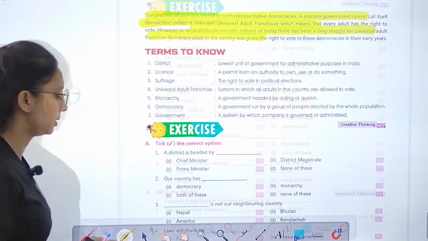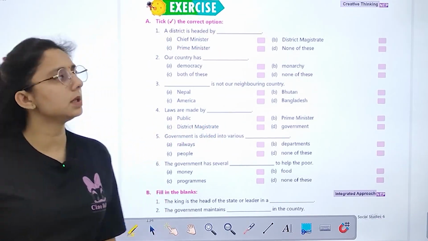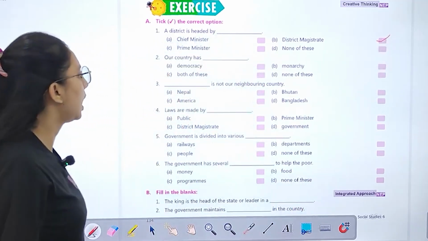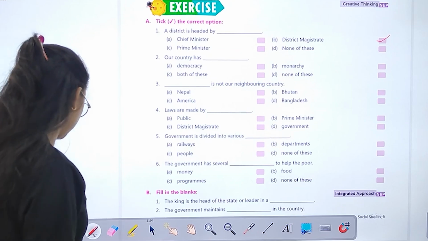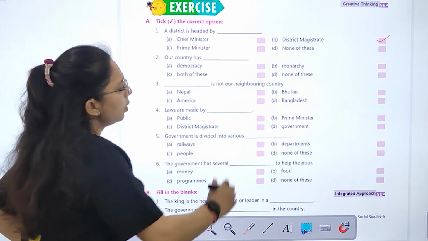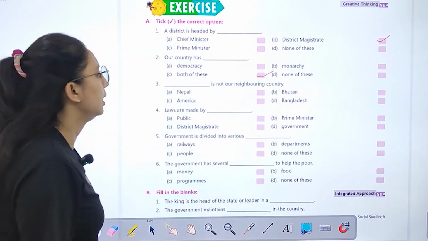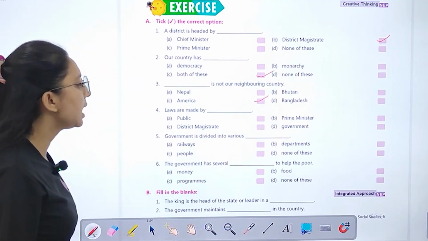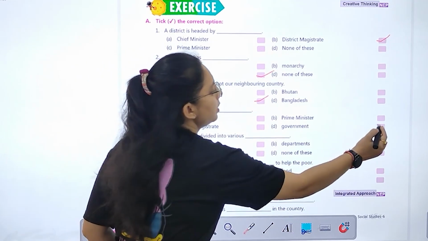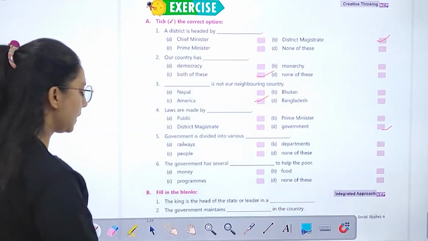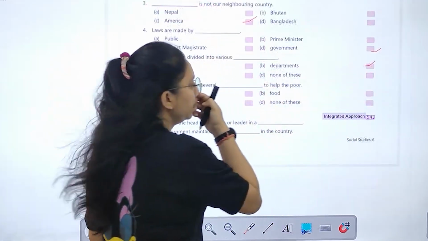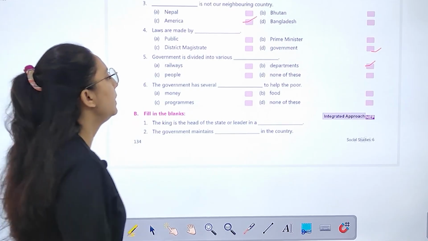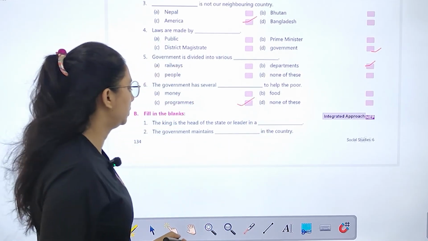Now move to the exercise. First is pick the correct option. District is headed by district magistrate. Our country has a democracy. Dash is not a neighboring country, that is America. Laws are made by government. Who makes laws? Government makes them. Government is divided into various departments. The government has several programs to help the poor.